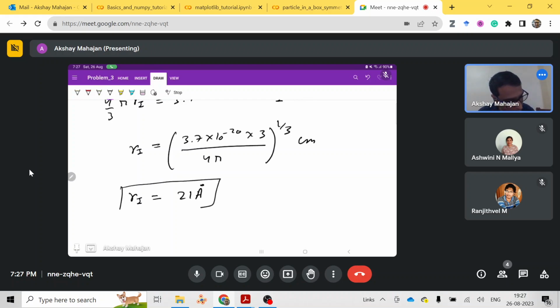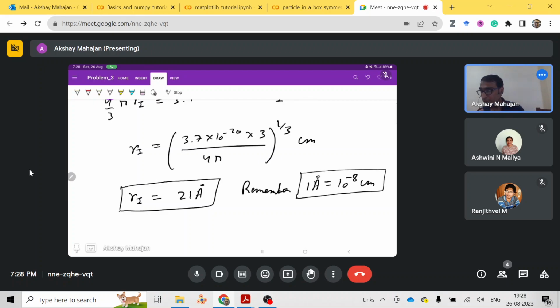When you get this answer, remember that 1 angstrom is equal to 10 to the power minus 8 centimeters. So you have to do this conversion to get to angstrom.